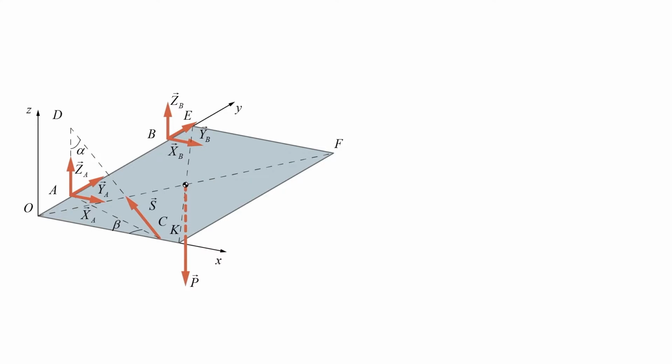Thus, we have obtained a three-dimensional system of forces under which the body is in equilibrium. Let us write down the system as XA, YA, ZA, XB, YB, ZB, S, and P.